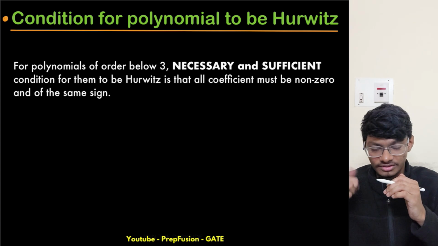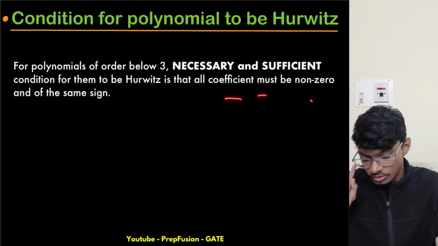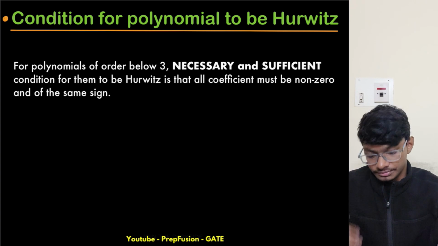So for first order and second order polynomials, the necessary and sufficient condition for them to be Hurwitz is that all coefficients must be non-zero and of the same sign. Okay, so this is for orders below 3.